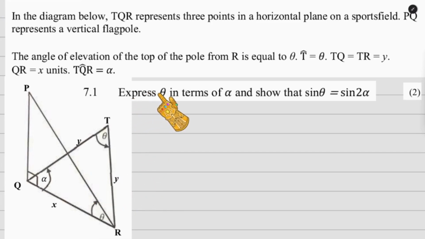And now we need to express theta in terms of alpha and show that sine of theta is equal to sine of 2 alpha. Now to do that, we need to work in the triangle that has theta as well as alpha, and that's the bottom triangle TQR.